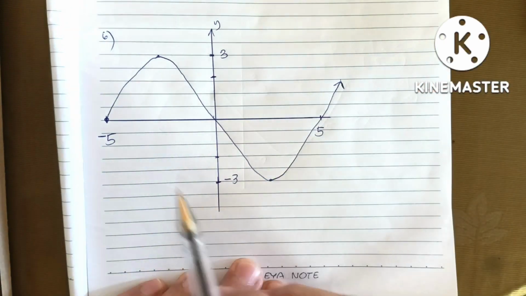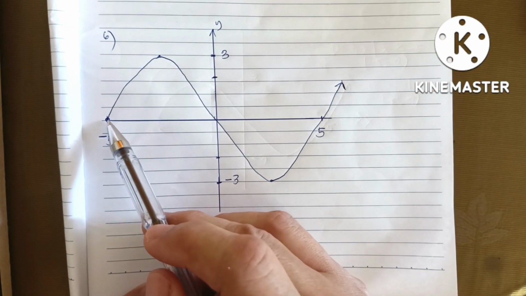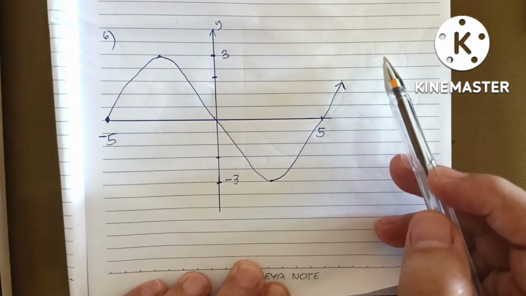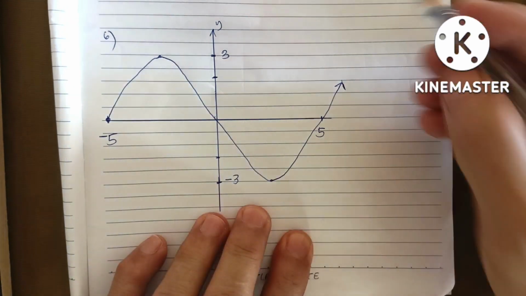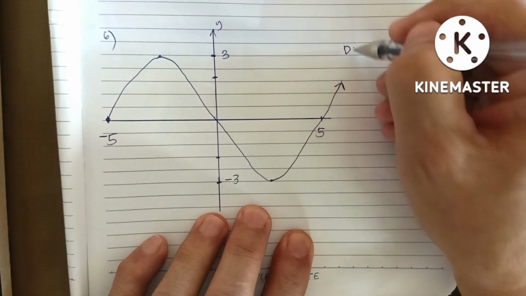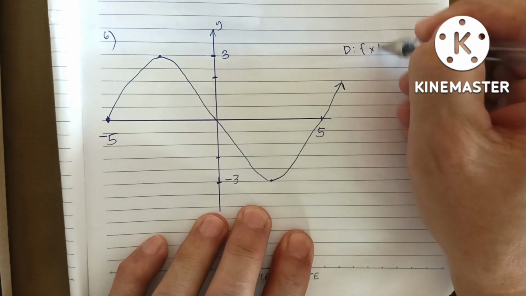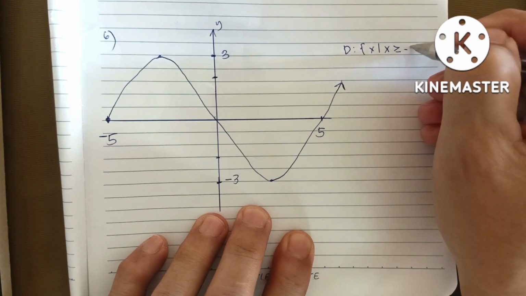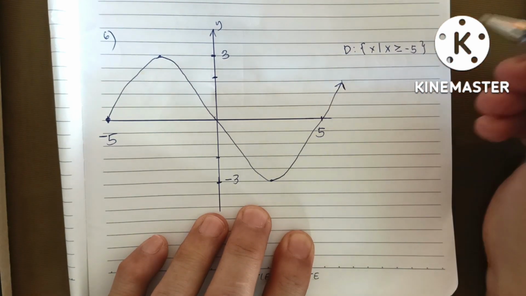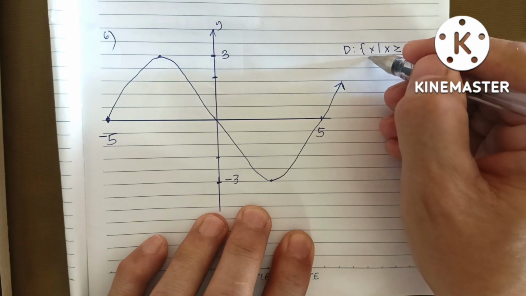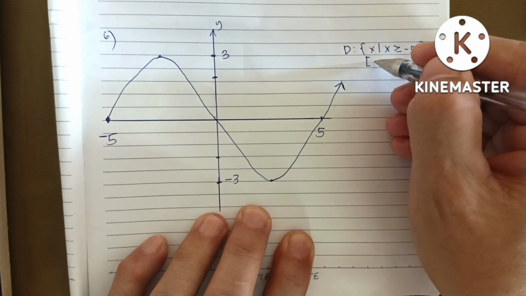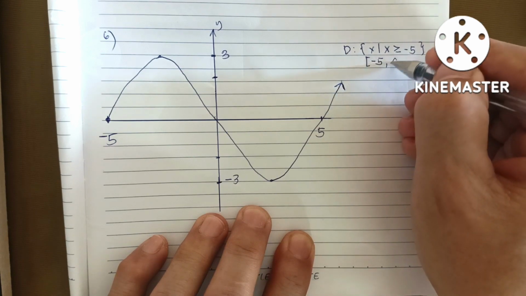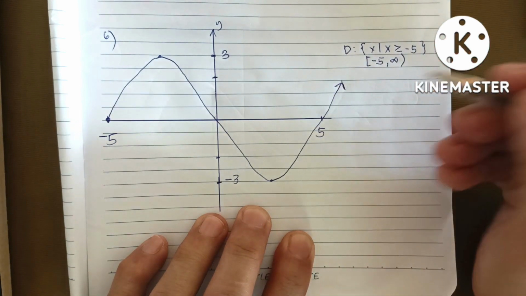Okay, number 6, our last number. As you can see, the graph is moving from -5 going to the right continuously without bound. So that would make our domain the set of all x such that x is equal or greater than -5. O, di ba? Now, in interval notation, that is equivalent to the bracket -5 up to positive infinity.